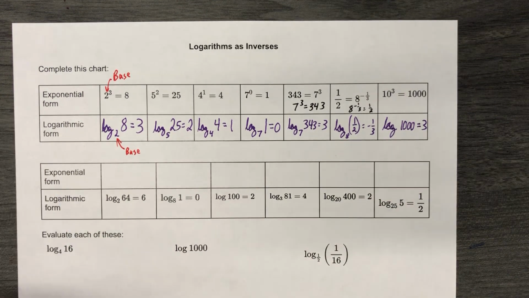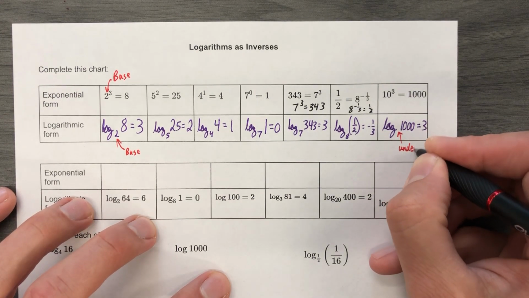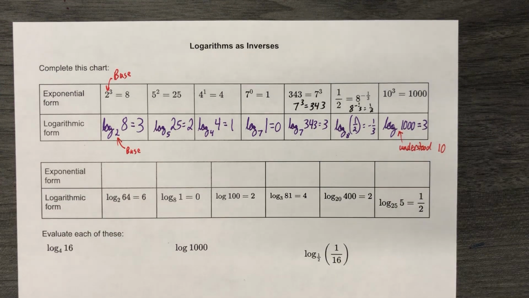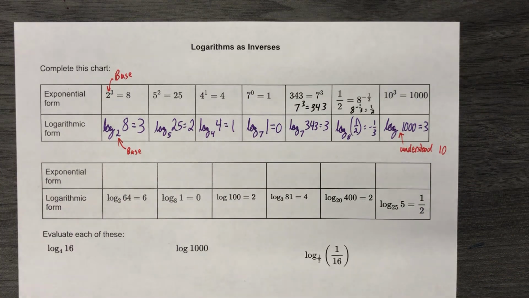Okay, so here's the deal in this case. There is an understood 10 right there. So if it is a 10, you don't have to write it. If you do write it, it is not wrong. It's just a little unnecessary. It's like dividing by 1 or putting a coefficient of 1 in front of something or saying, I'm going to add 0. Like, you don't need it.